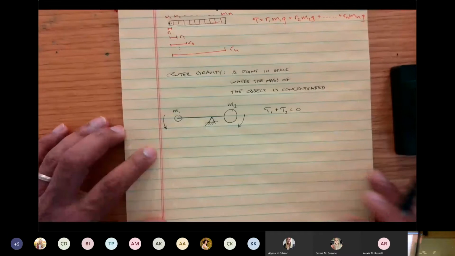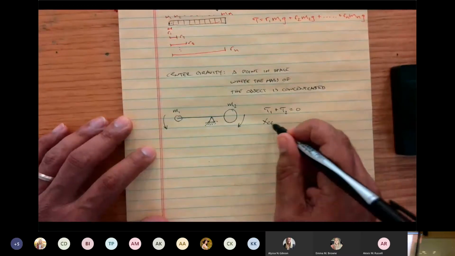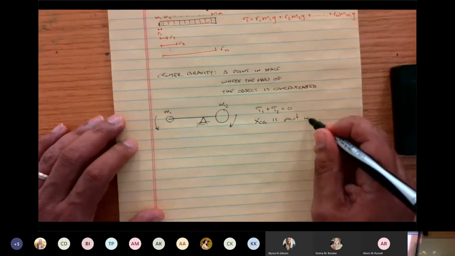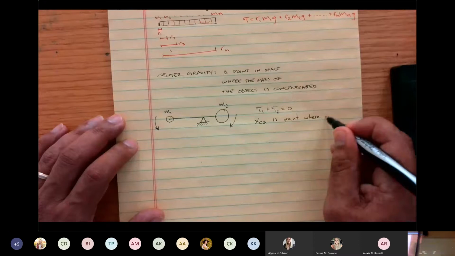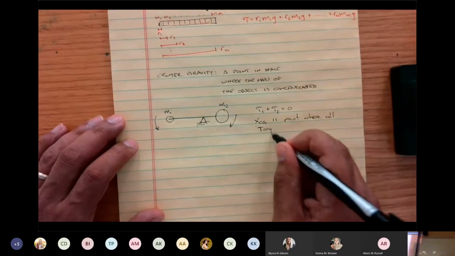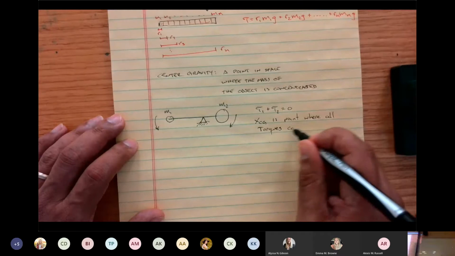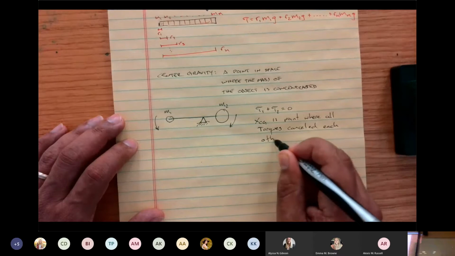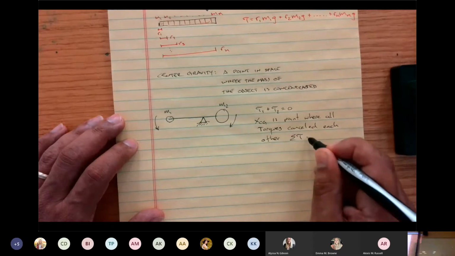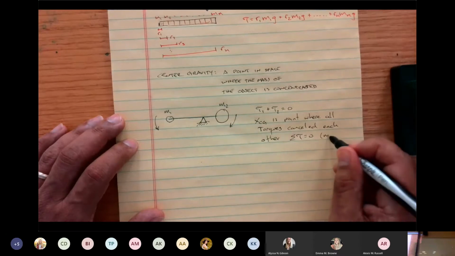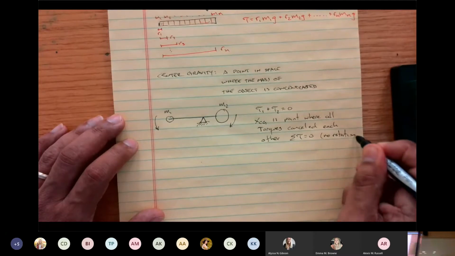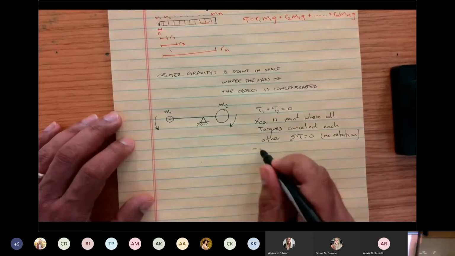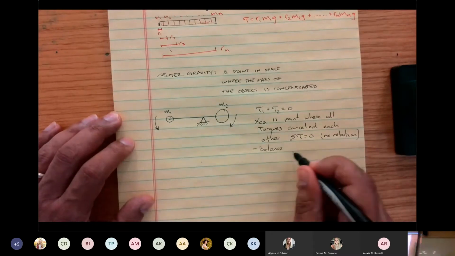So the center of gravity is a point where all torques cancel each other. So the net torque is 0, so basically there's no rotation. You can think of that center of gravity as the balance point.